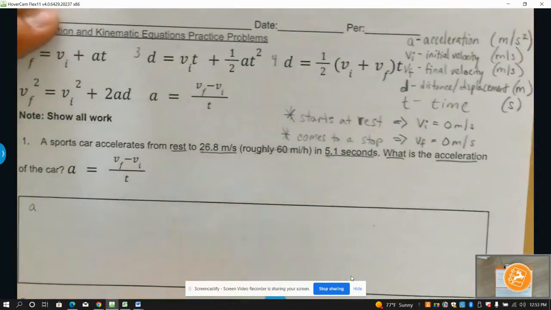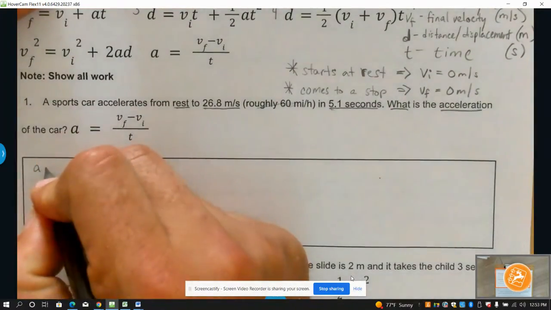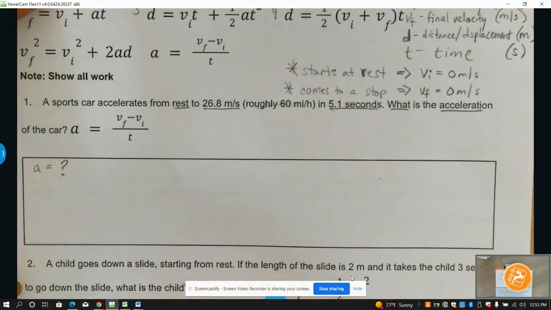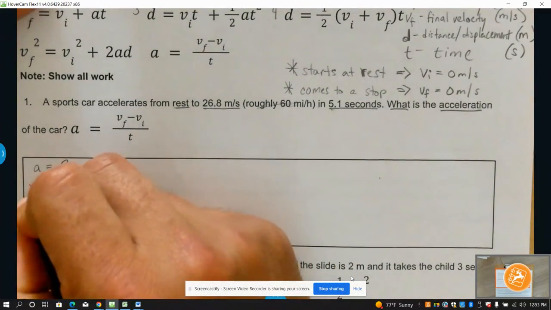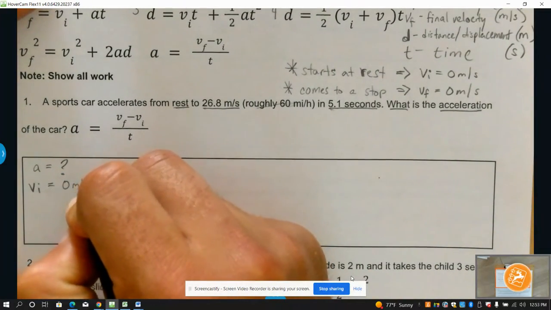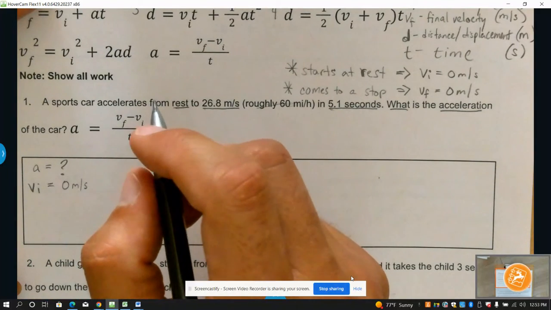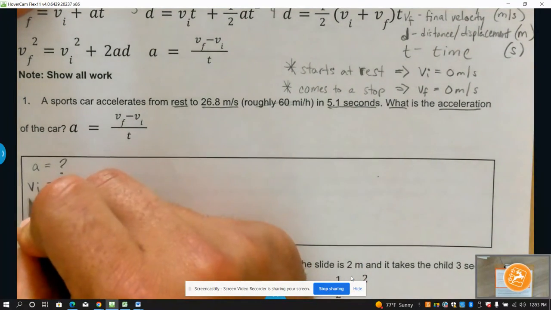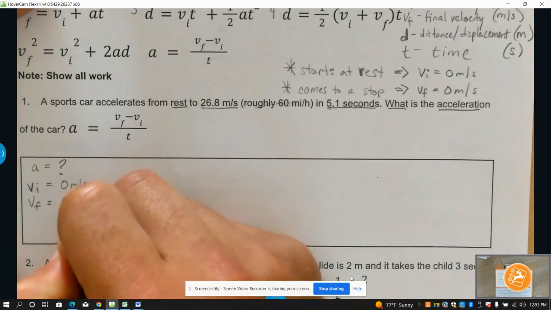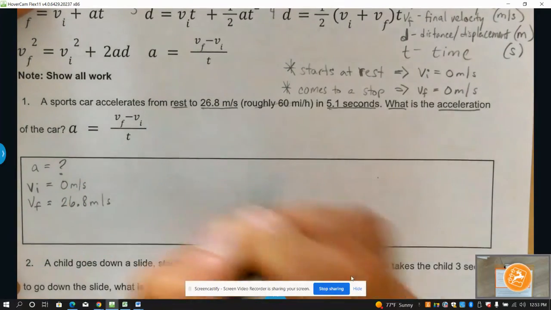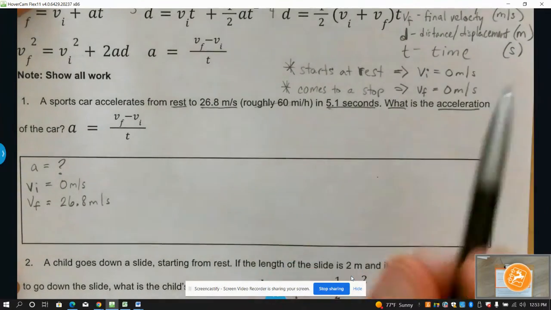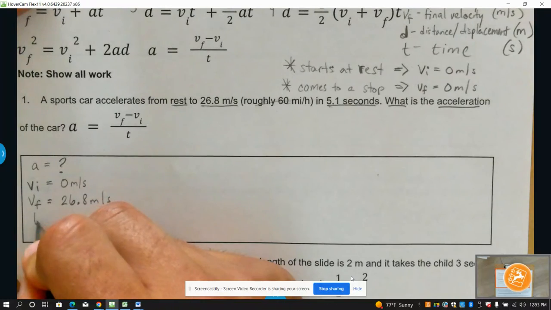So this is how I want all your problems completed. You're going to label and write down all of the variables given. So your acceleration, we don't know. That's your question mark. It starts from rest. So from rest, initial velocity is going to be 0, and it gets up to a speed of 26.8 meters per second. And it does so in how much time? Time of 5.1 seconds.